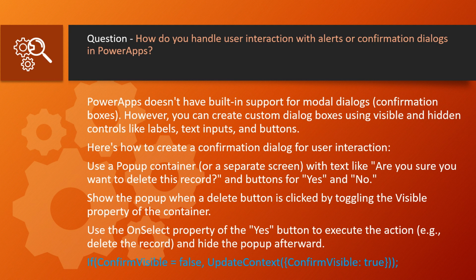How do you handle user interaction with alerts or confirmation dialogues in Power Apps? So basically, whenever we set the notification, there is a pop-up type of thing that comes on top of the screen, and that will act as a dialog box. Power Apps doesn't have built-in support for modal dialogues, meaning a confirmation box like yes, no, agree, disagree. However, you can create a custom dialog box using visible and hidden controls like labels, text input, and buttons according to your requirements.